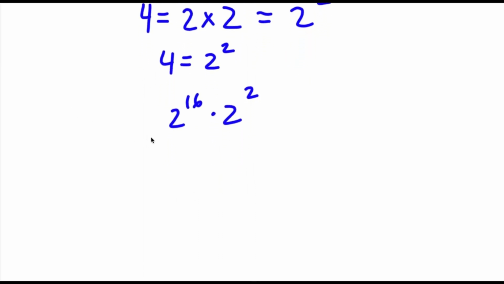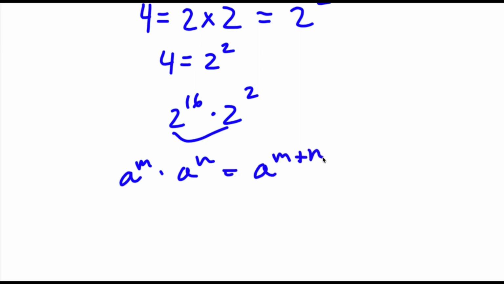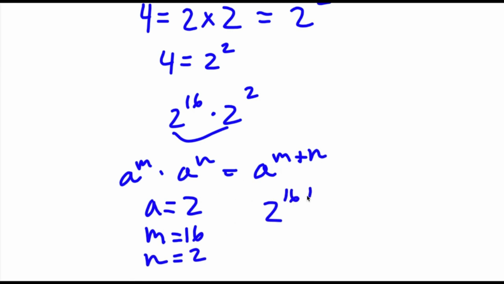Now, when I'm multiplying two exponents with the same base, let's say I have a to the power of m times a to the power of n, this is actually equal to a to the power of m plus n. So in this case, a is 2, m is 16, and n is 2 as well. So I'll have a to the power of m plus n, which is 2 to the power of 16 plus 2, which is equal to 2 to the power of 18. So 2 to the power of 18 is our answer.